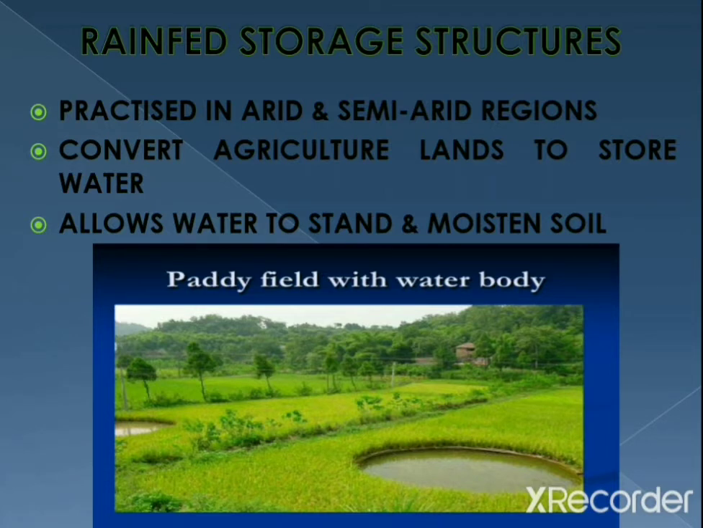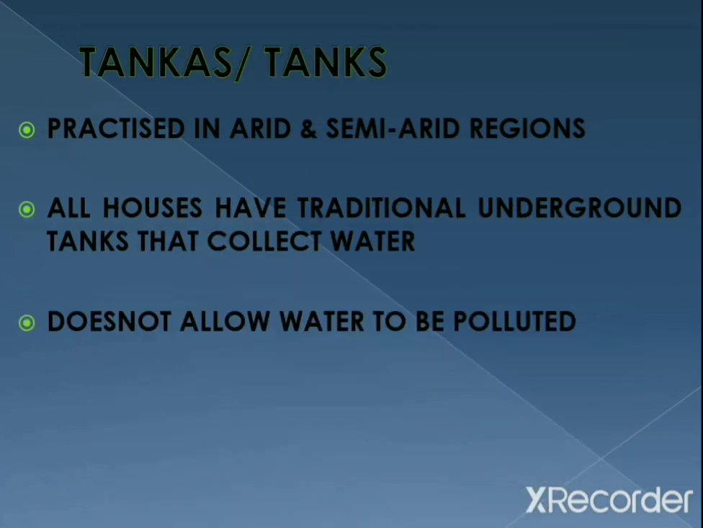The rain-fed storage structures are also practiced in arid and semi-arid regions. Here, they convert the agricultural lands to store water during the monsoon season, and this allows the water to stand and moisten the agricultural plots so that the use of irrigation systems will be less in those areas during non-monsoonal seasons.